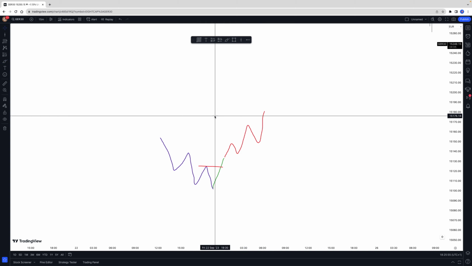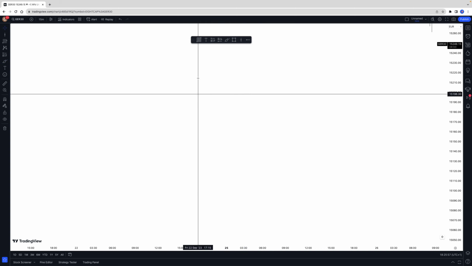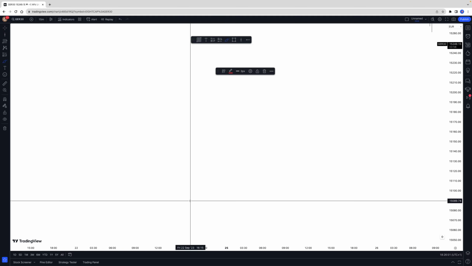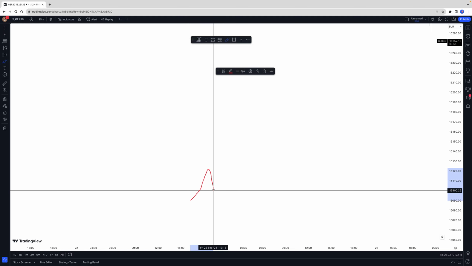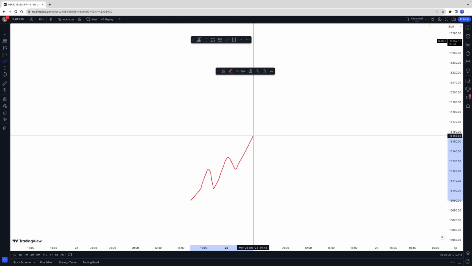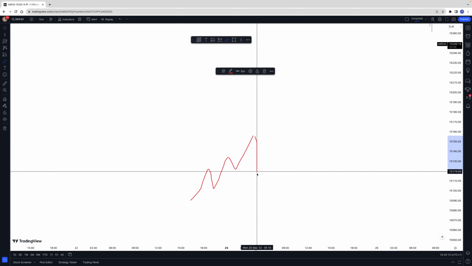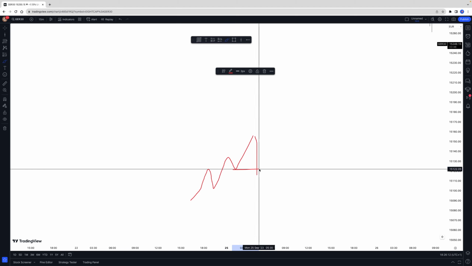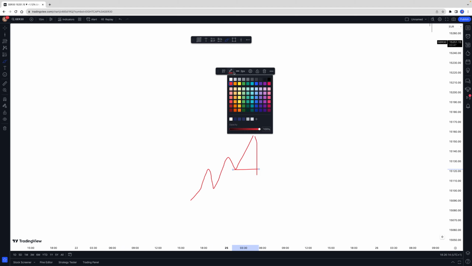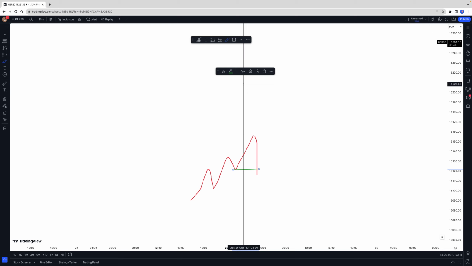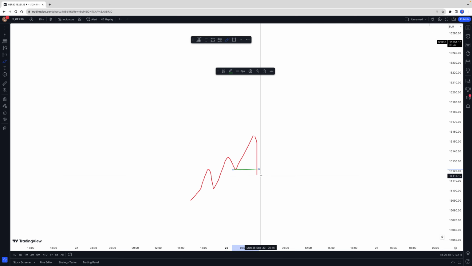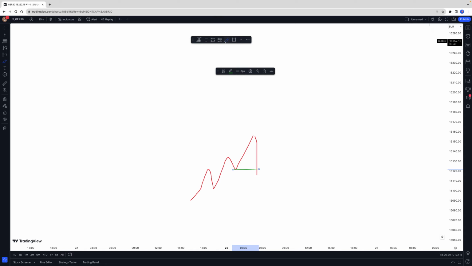Same thing for a bullish trend. So bullish trend: higher high, higher low, higher high, higher low, higher high. And then let's say price comes down below the higher low. That is a break of structure to the downside, indicating that we may come down and start trending bearish instead of bullish.